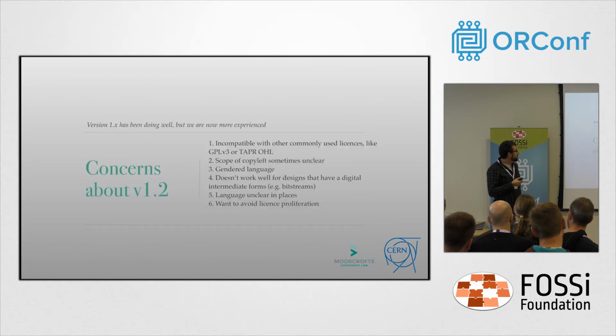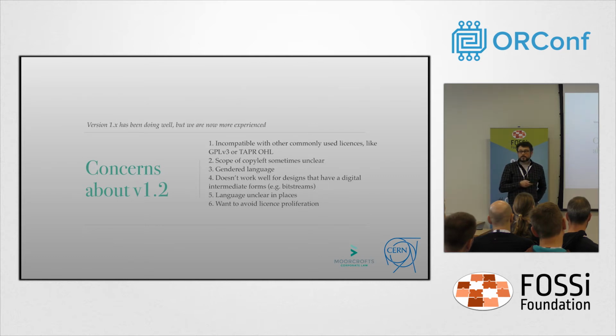So we had a few concerns about version 1.2. The first is that it's currently incompatible with other commonly used licenses like GPL v3, like the TAPR OHL. So that means that it's quite difficult to take two projects that are licensed under CERN OHL and, for example, GPL v3 and to combine them. If you do that, then you've got an incompatible product and you're not able to release it to the public because you can't comply with both licenses simultaneously. That's not possible. So we've tried to address that point.